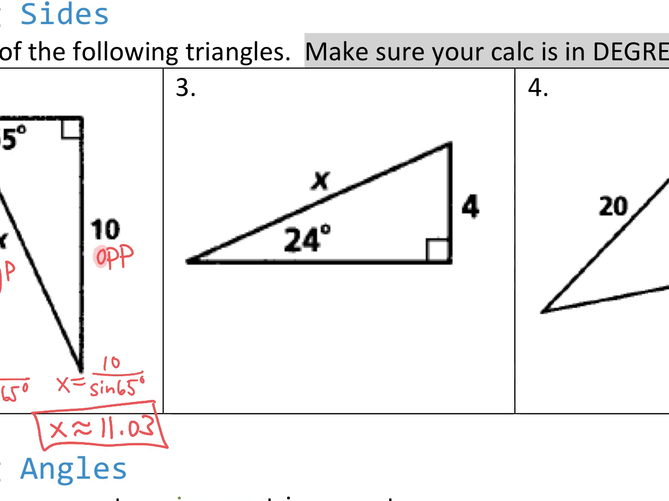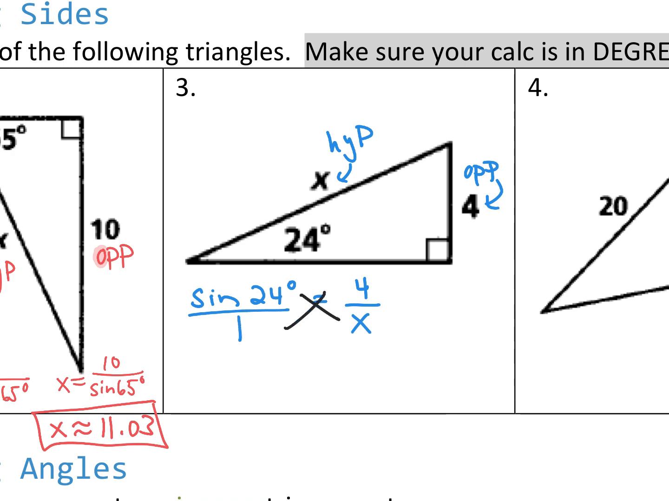Number 3, pretty familiar. We're standing at 24 degrees. They're giving me information about the opposite and the hypotenuse. So once again, this gives me the opportunity to solve for x when it's in the denominator. So we're saying the sine of 24 degrees equals our opposite over our hypotenuse. I'm going to put the sine of 24 over 1 and then cross multiply a little bit.